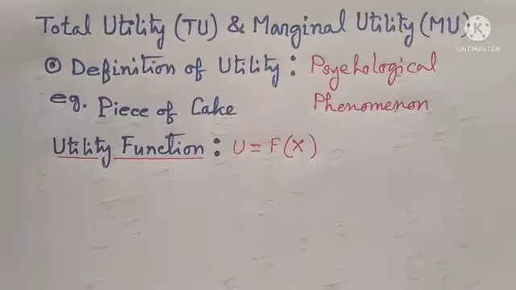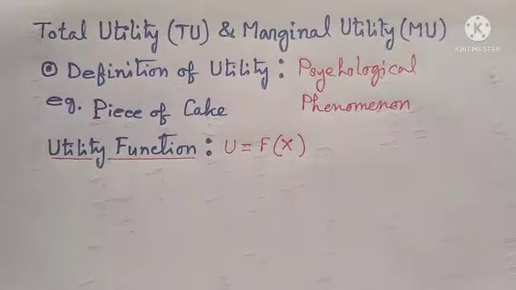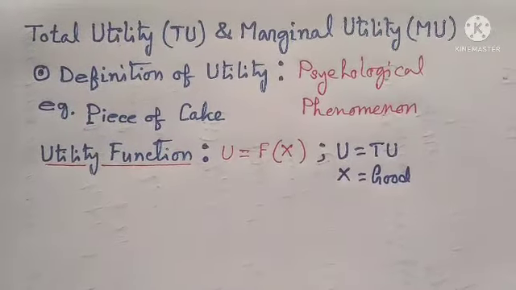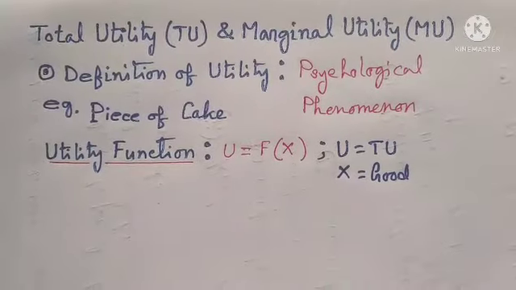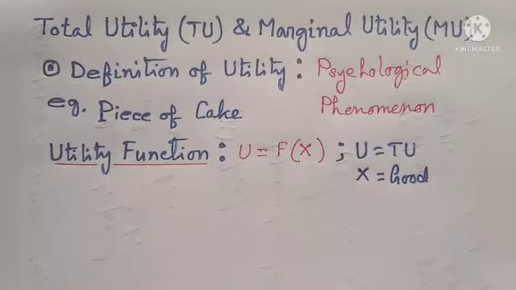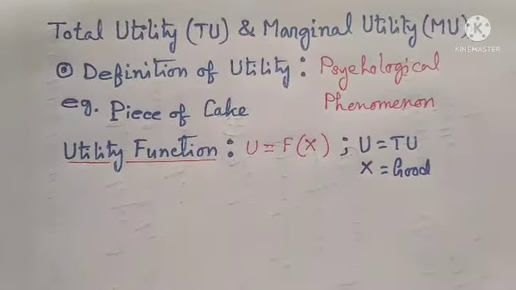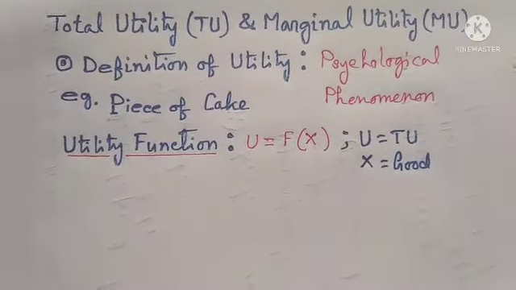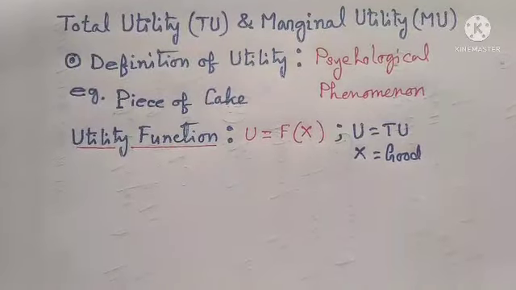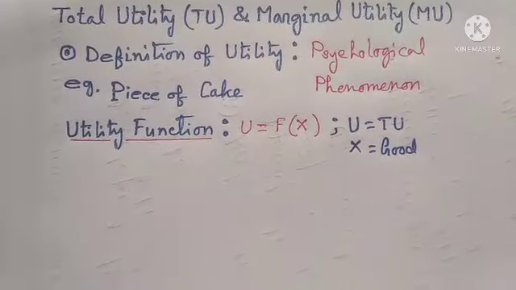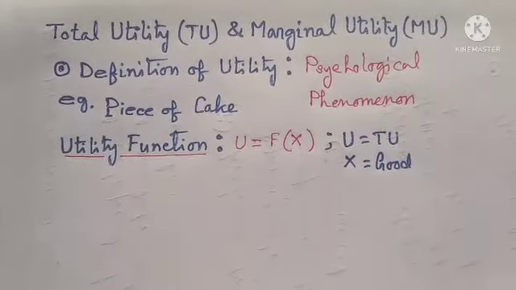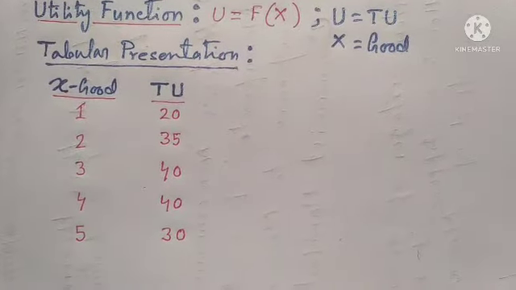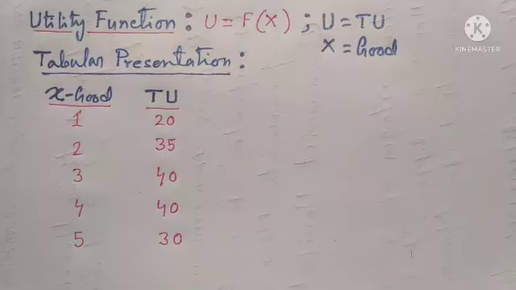Let us discuss the utility function. Here we have written U is a function of x. Here U means total utility and x means good. Therefore, we can say that the utility will be derived by an individual by consuming the x good. If the consumer is sequentially consuming the x good, his total utility will be increasing. Let us explain this situation with a table.